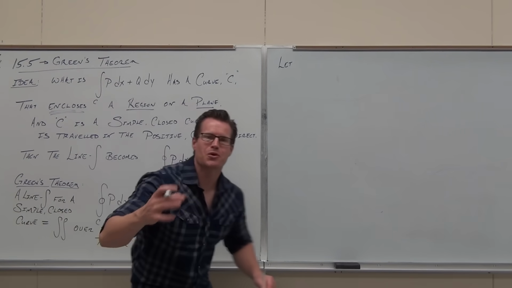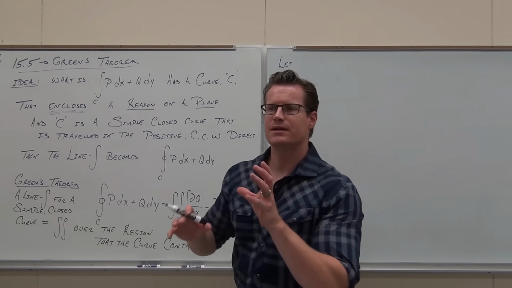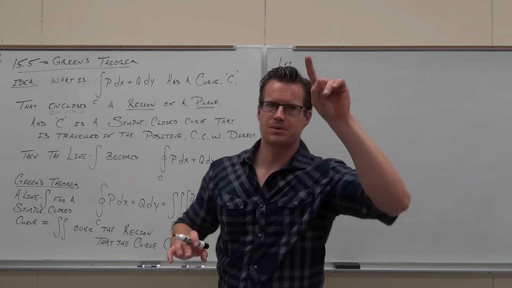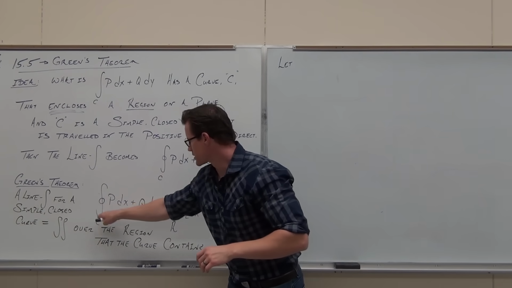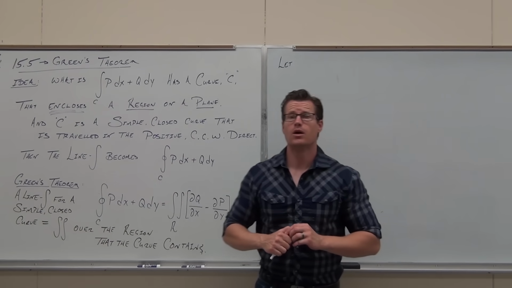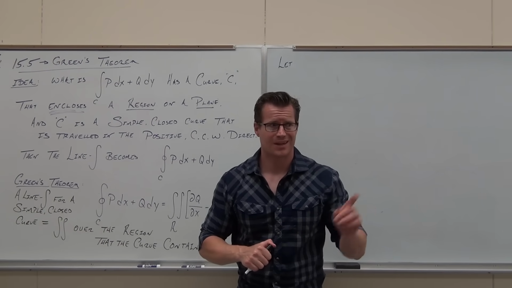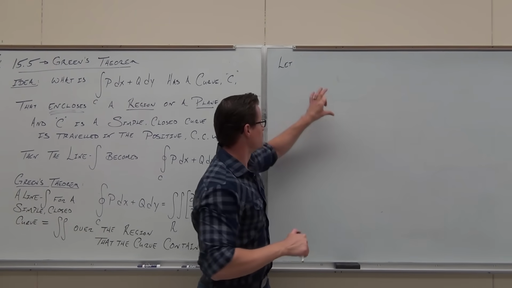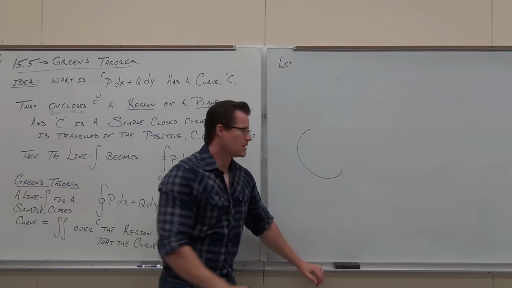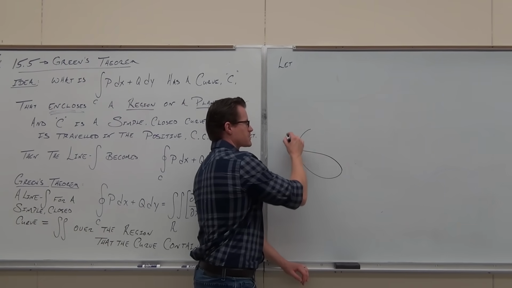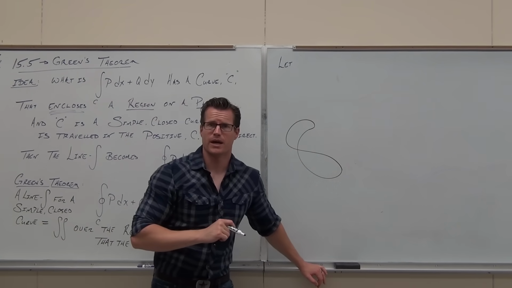Now, let's use some critical thinking here. Think about this. Why does the curve have to be closed? Why does the curve have to be closed for Green's theorem to work, keeping in mind that's a double integral? Why? If I don't have a closed curve, do I have a region? If I start crossing this, how many regions do I have?